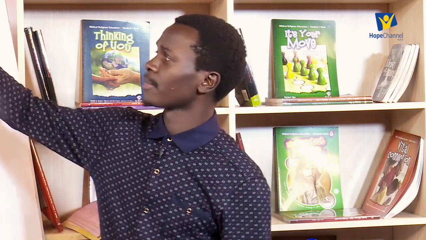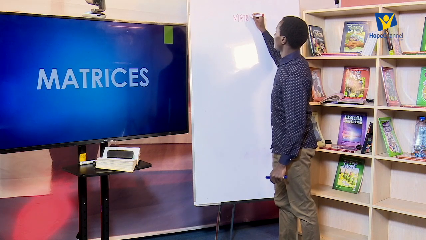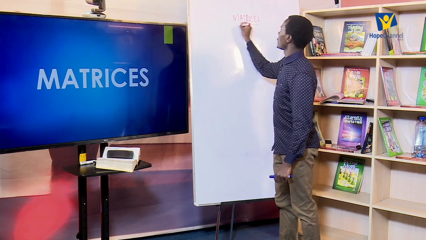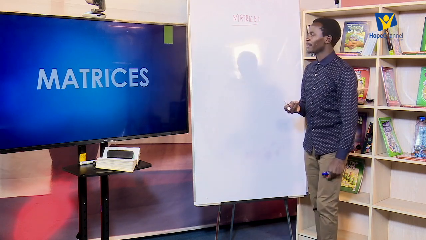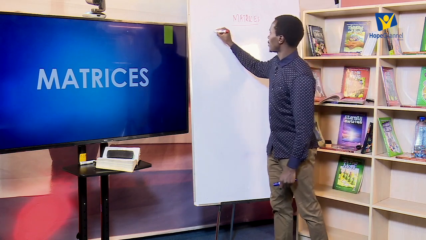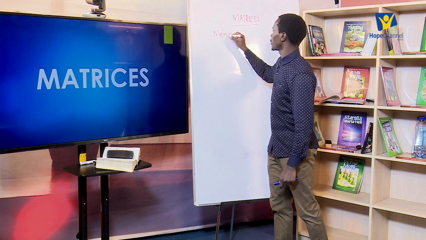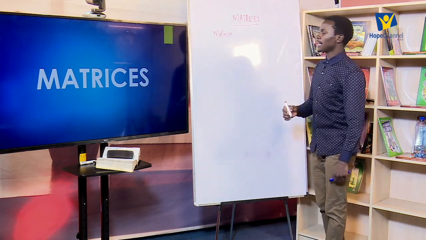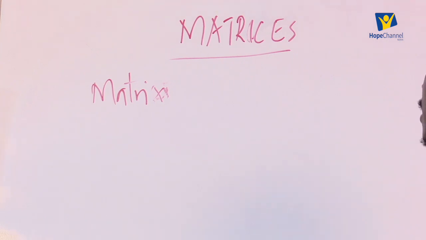And first of all, what is a matrix? So we're going to start with the introduction of what a matrix is. Matrices is the plural form of the word matrix. So I'll be using matrix occasionally or matrices. When I say matrix, I mean the singular form of matrices.